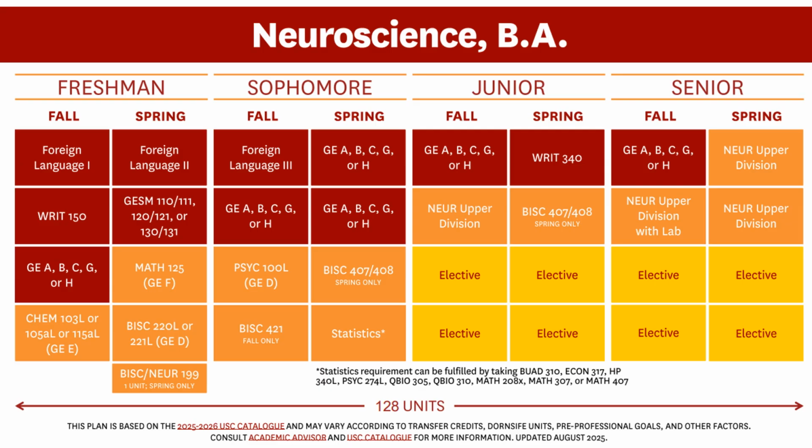This is a sample of 4-year course plans for students pursuing a BA in neuroscience who are not pre-health. You can see that there is about 32 units of elective space for either a second major or minor, which is common with this degree. This major is popular for students who are interested in working in the industry rather than working in the health professions.